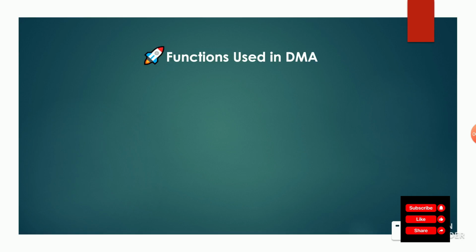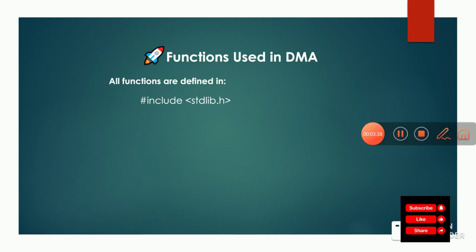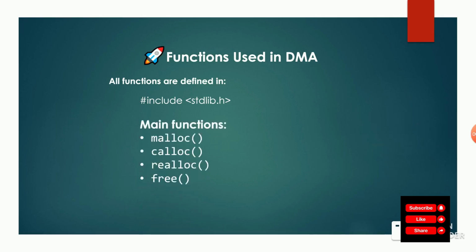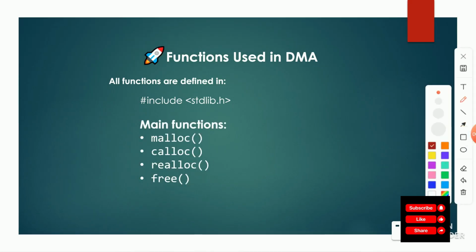So in C programming, the functions used in dynamic memory allocation are all defined in the header file stdlib.h, along with #include <stdio.h>. The main functions are malloc, calloc, realloc and free. These are predefined functions for dynamic memory allocation. One by one we will see them here.